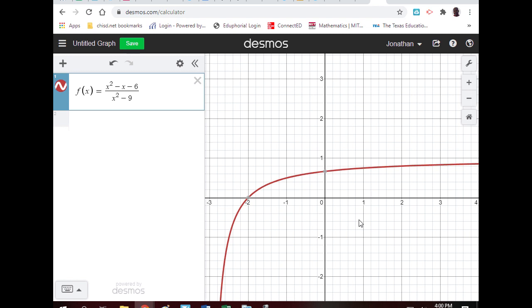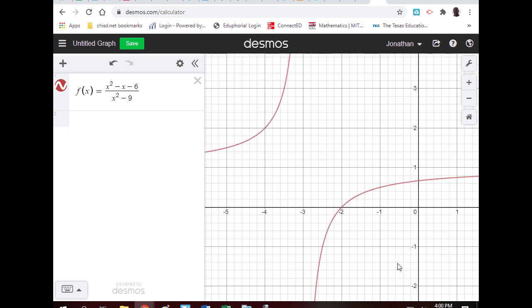So we're going to look at how we can figure out where our infinite discontinuities and our removable discontinuities are from an algebraic standpoint, so not looking at the graph, but doing some work on the function itself. I'm going to use the same function. We are already aware that we have a removable discontinuity at x equals 3 and an infinite discontinuity at x equals negative 3. So let's see how we can find that from an algebraic standpoint.